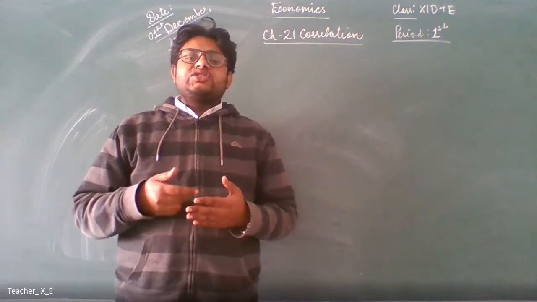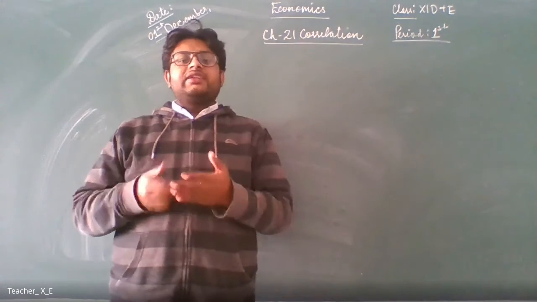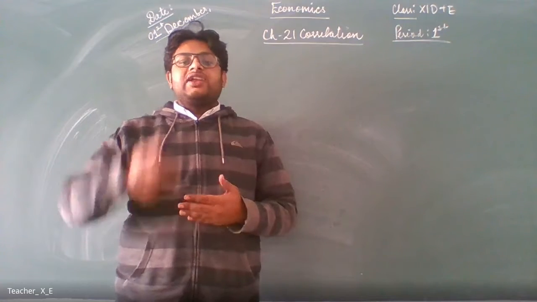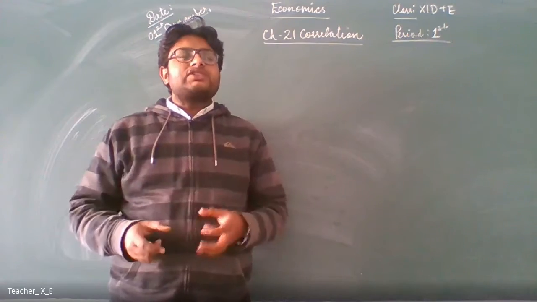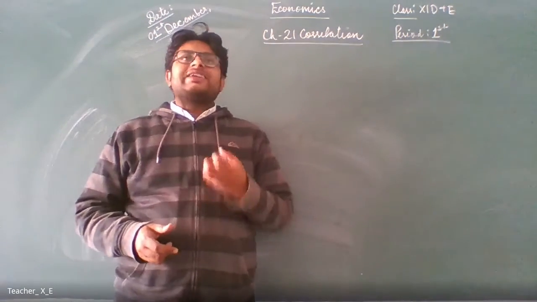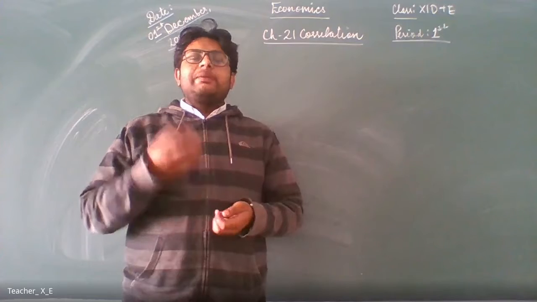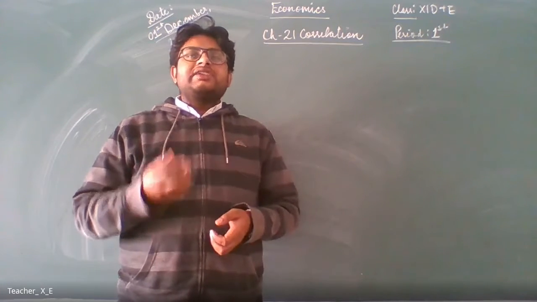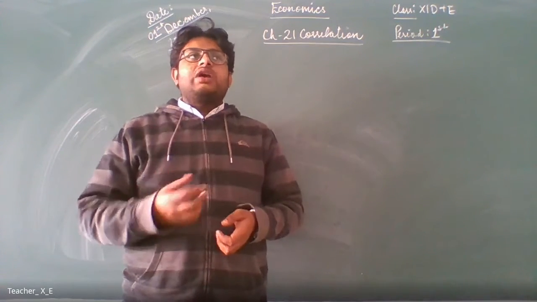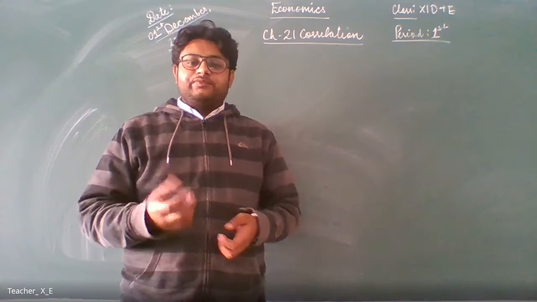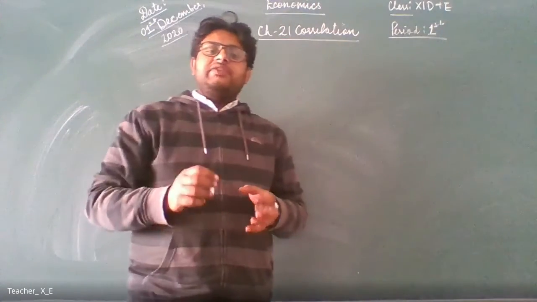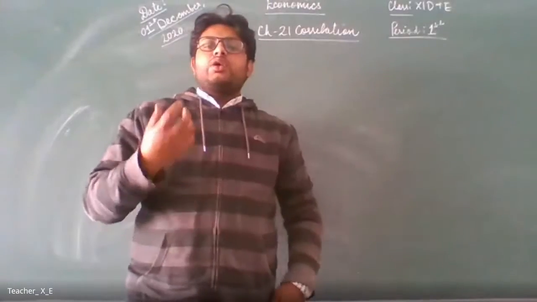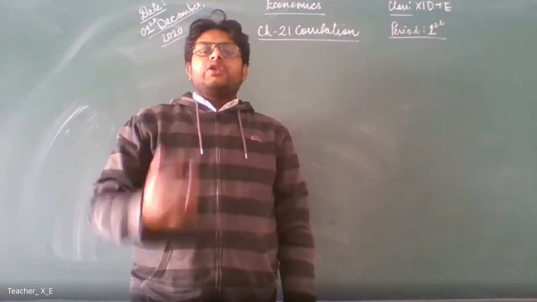The degree and direction both are the same things. If the direction is in the positive way, then the degree will always be positive, and if the direction is downwards, that is a negative way, the degree will be negative. But what is the demerit of that scatter diagram? That we were not getting any particular exact value, a quantitative value. So it is a demerit of scatter diagram that we are not able to get the particular quantitative value of correlation.